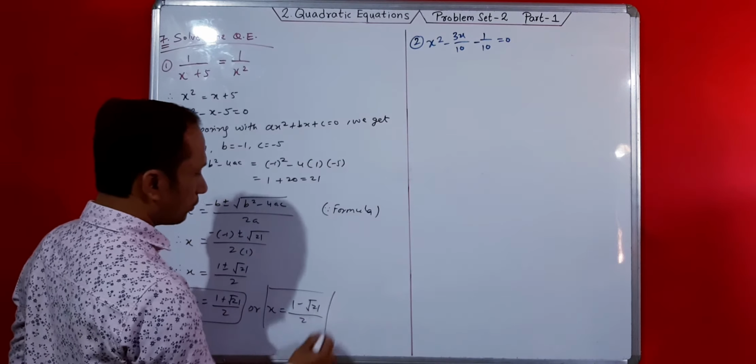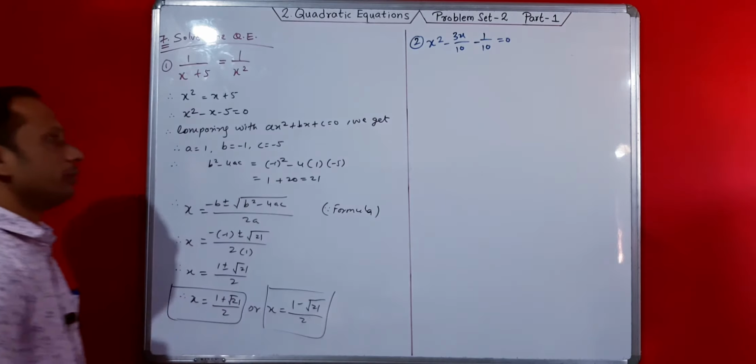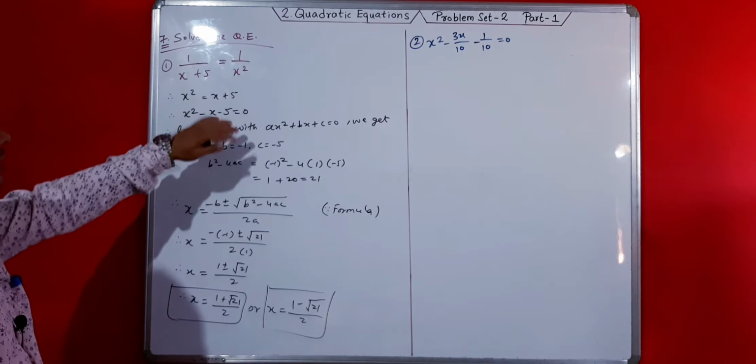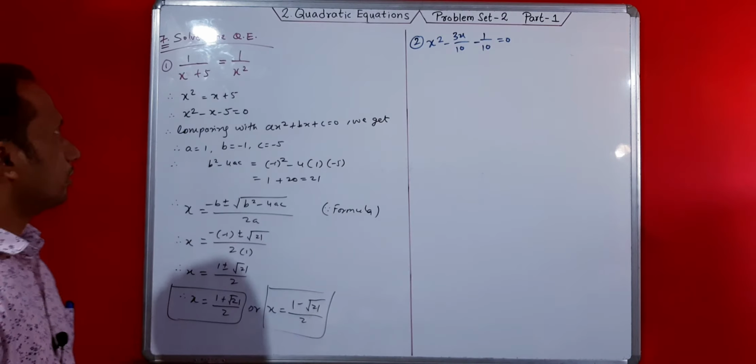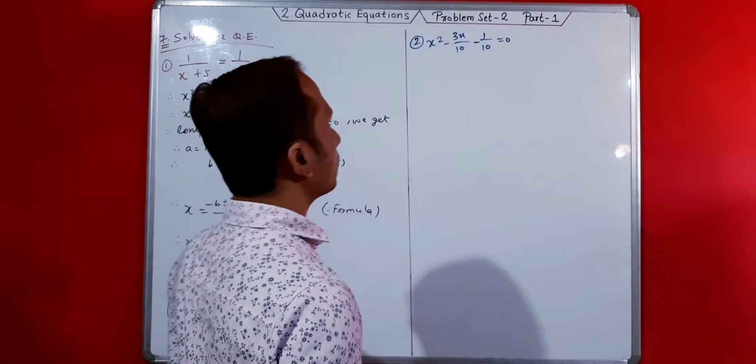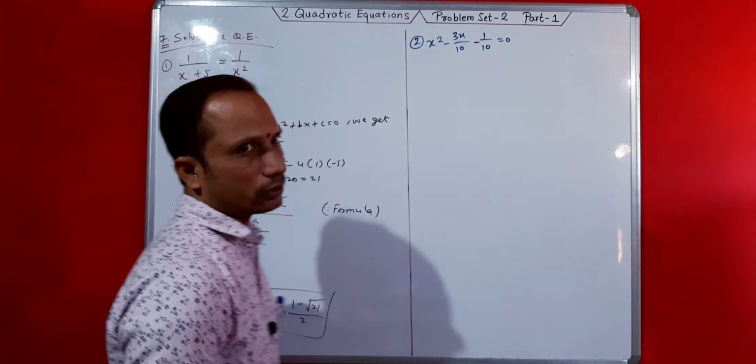You have to use different methods at different places, because here 5 is given, that's why I used this method. This is the suitable method for problem number 1. Come to problem number 2. x square minus 3x upon 10 minus 1 upon 10 is equal to 0.